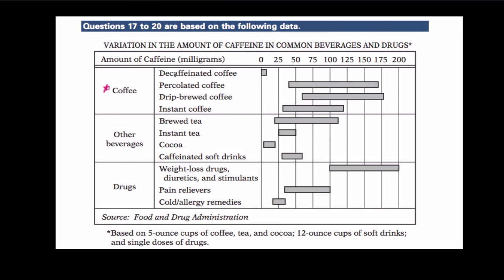Now for the first one here, the decaffeinated coffee, it lies between 0 and 10 milligram. For the percolated coffee, let's assume this is 40 and this is 170. So this lies between 40 and 170 milligram. For the drip brewed coffee, we are going to assume this is 60 to 180.